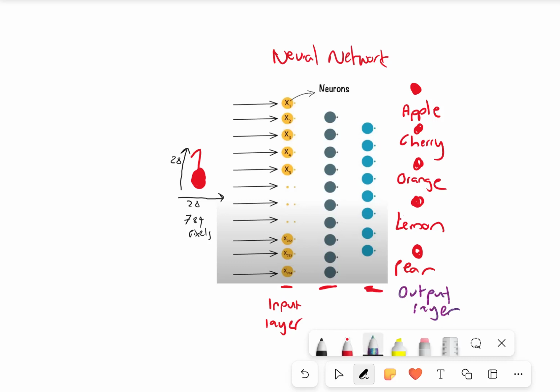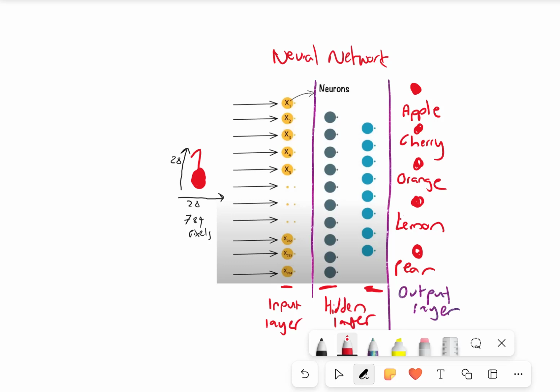The blues, on this side and this here, are what's known as the hidden layer. So we've got our neurons, our image, our input layer, our hidden layers, and our output layer. These neurons are connected, so our input layer is connected to the hidden layer via these lines. These lines represent what is known as channels. So a black line is known as a channel.